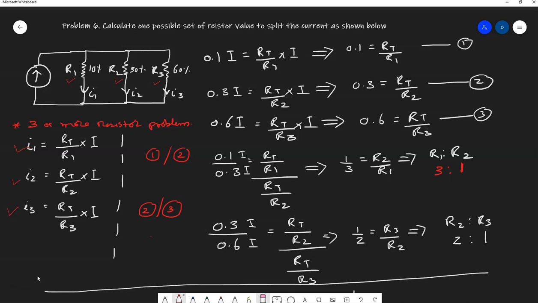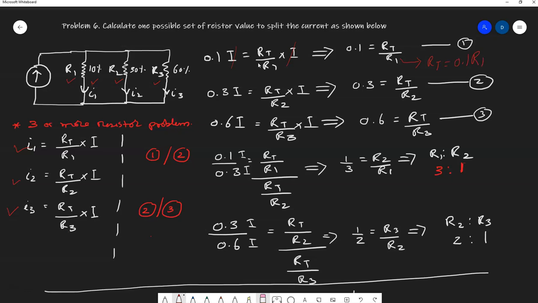Now first we are going to just substitute the values given to you. So current I1 is 10% of the main current. So I got 0.1 times I equals RT by R1 times I. So I and I will cancel over here. You'll end up having 0.1 equals RT by R1. I've just missed one more point here. I could have written RT equals 0.1 times R1 here itself.